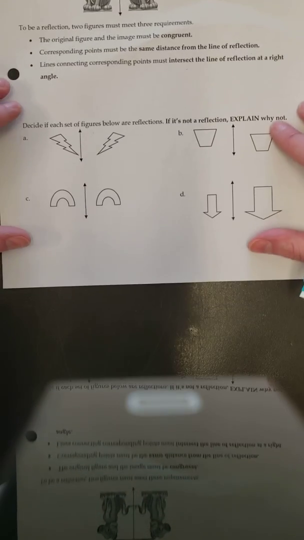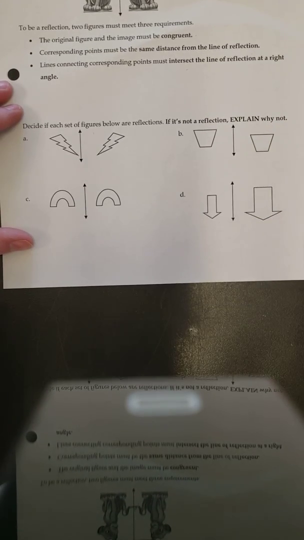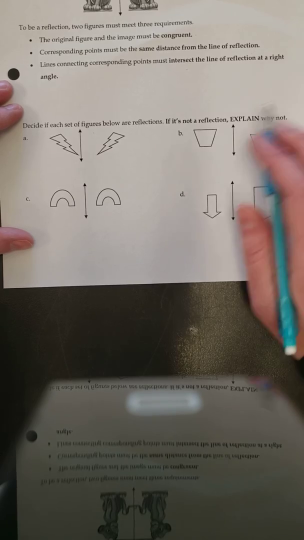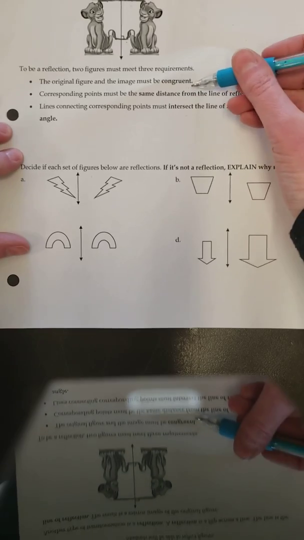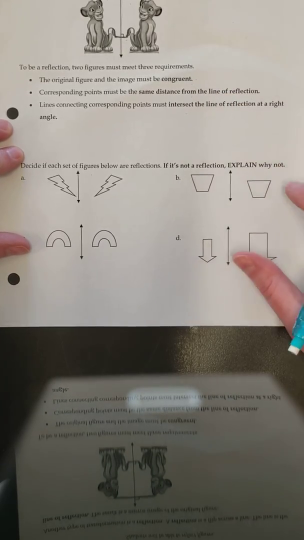Okay, so you've got to have all three of these properties in order to be a reflection. So decide if each set of figures below are reflections. If it's not a reflection, we need to explain why not. We need to say which of these three properties it doesn't meet.